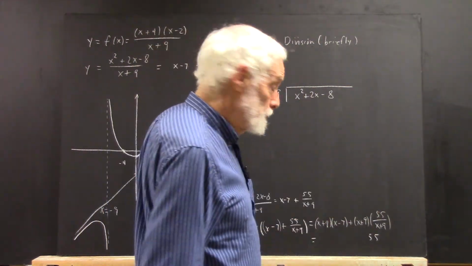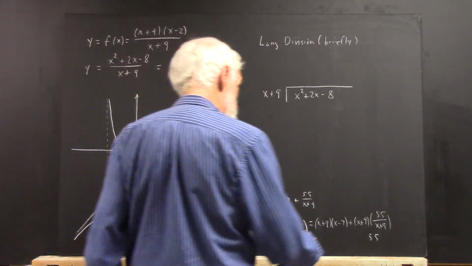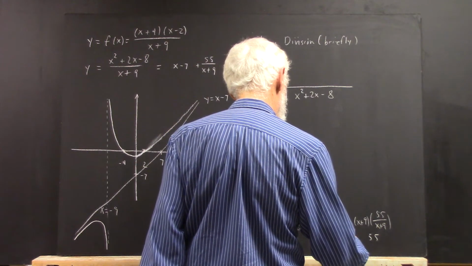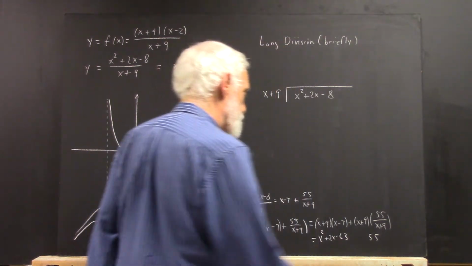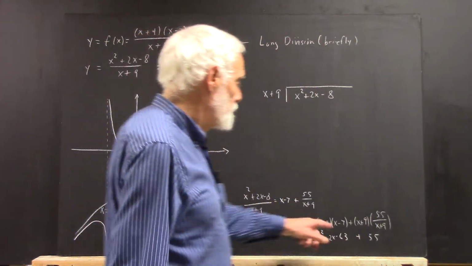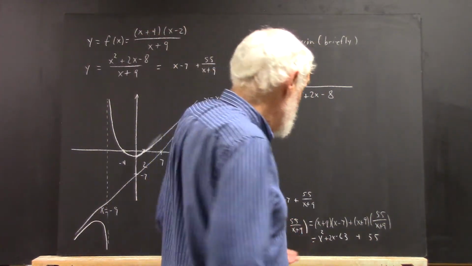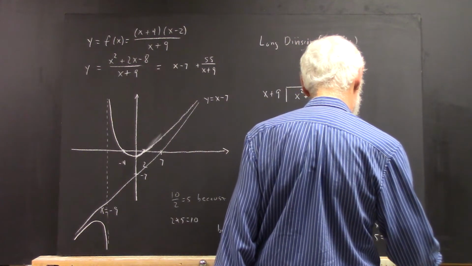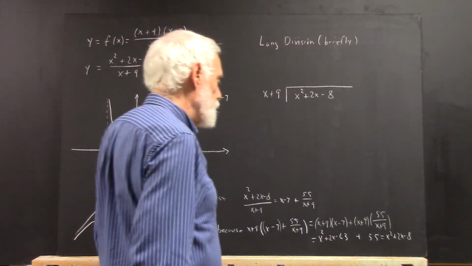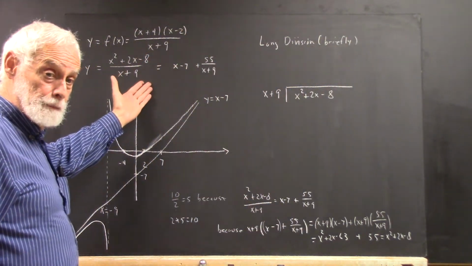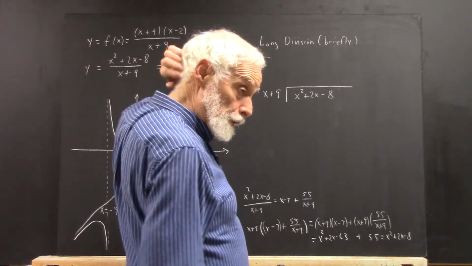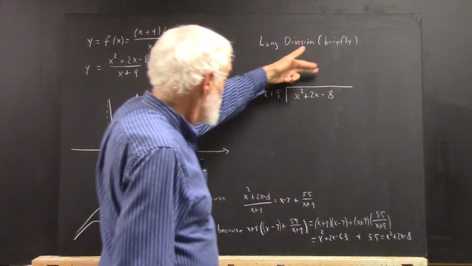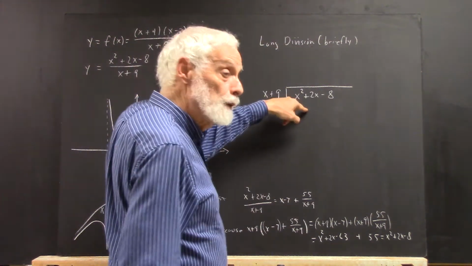And multiplying through these two binomials using the distributive law, we get x squared plus 2x minus 63. Well, minus 63 plus 55 is negative 8. So this proves that I was right. Now let's go through the process of long division. You want to understand that what we get here multiplied by this has to equal this.